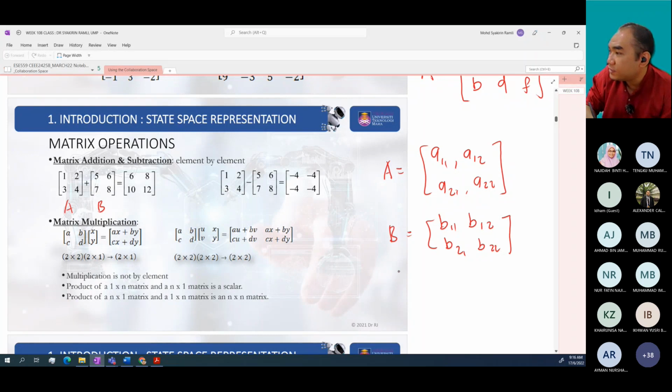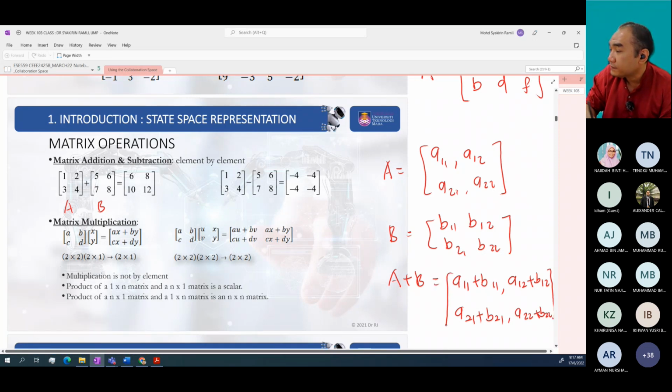If we were to add these two matrices A plus B, very straightforward to imply that we add them element by element. So the resultant of the addition between these two matrices is going to be A11 plus B11, and here we got A12 plus B12. Okay, and here we got A21 plus B21, and this is going to be A22 plus B22. Okay, very straightforward, as simple as that.